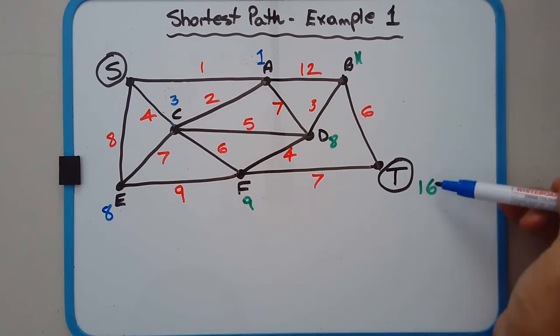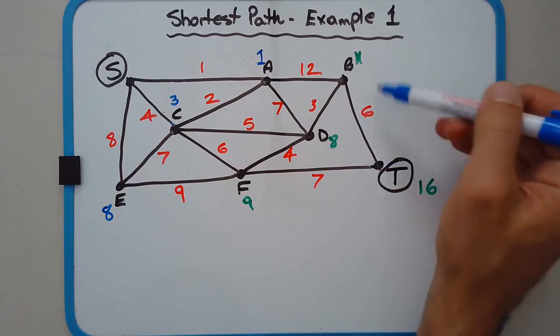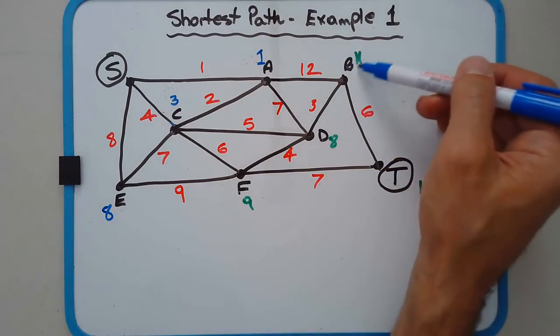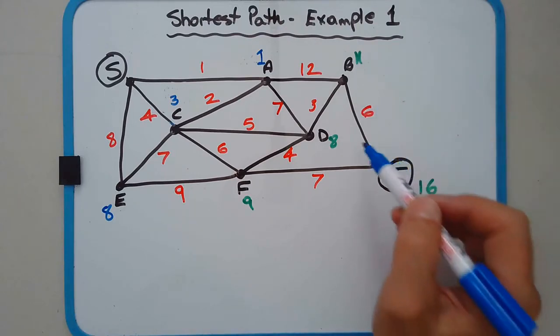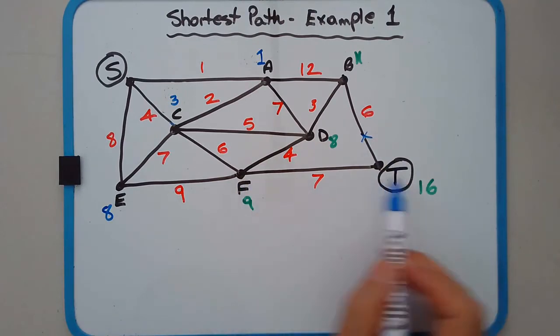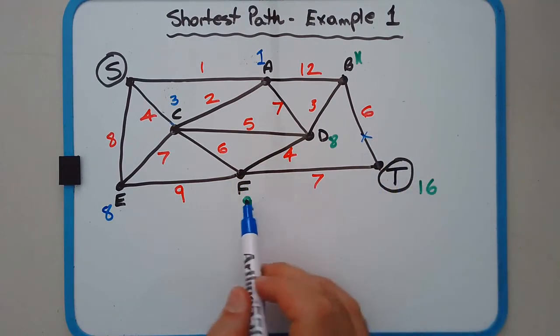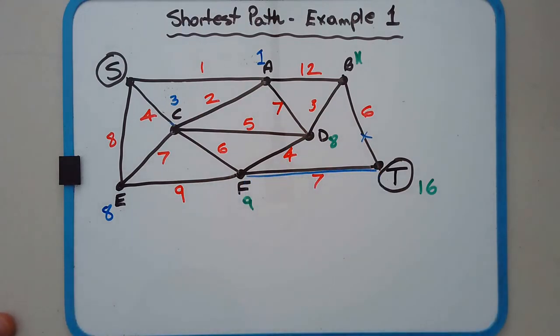Okay, 16, and what you do now, you start subtracting the numbers in red. 16 minus 6, and it should equal the number that's next to the vertex. So 16 minus 6 is 10, but we have 11 here. So it can't use this path, it must be this path here, because 16 minus 7 is 9. Okay, so I'm going to draw in the shortest path here in blue.